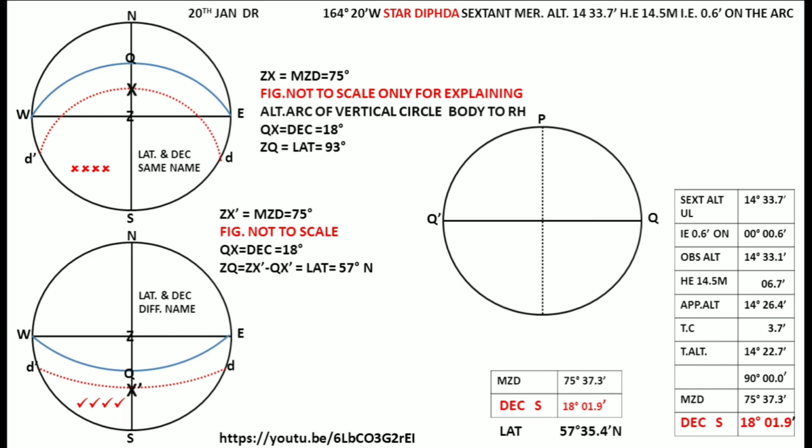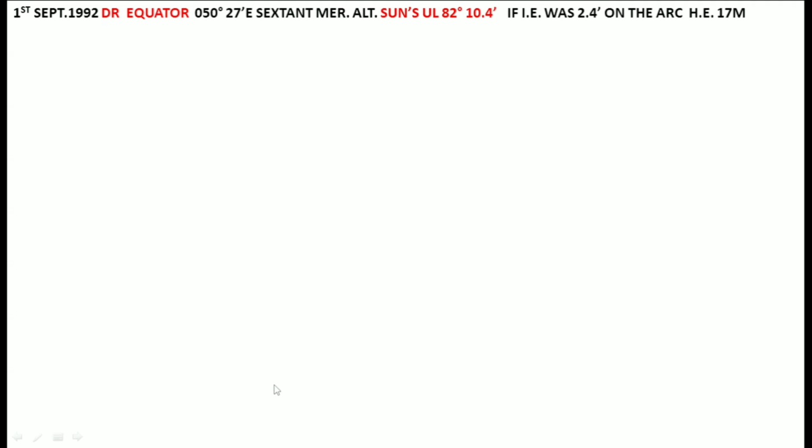So this is the figure that I have drawn on the observer's meridian. As I said, something would be given to you. Here the latitude was given to me, which I had omitted purposely. There's another question here in which your DR is very close to the equator.